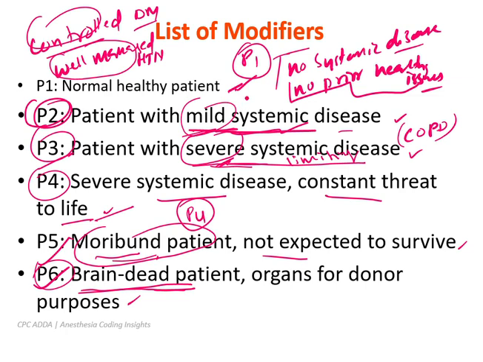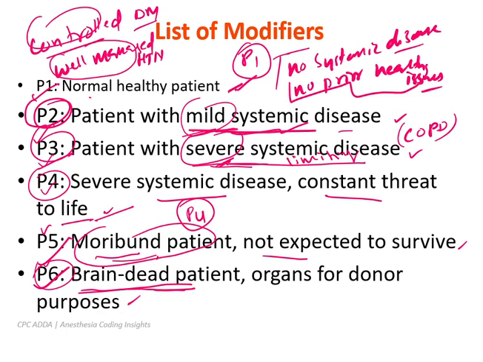Physical status modifiers. What is physical status? At the time of administering anesthesia, what is the condition of the patient? What is the physical status of the patient? Based on the condition of the patient, we have 6 different types of modifiers: P1, P2, P3, P4, P5, P6. These are alphanumeric modifiers, starting with P and a number, right?